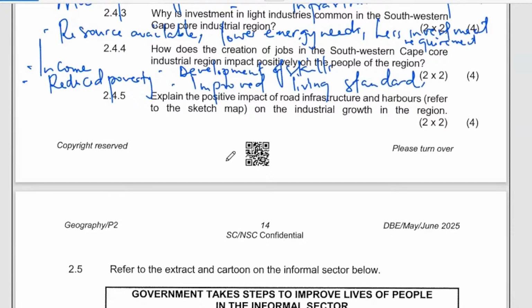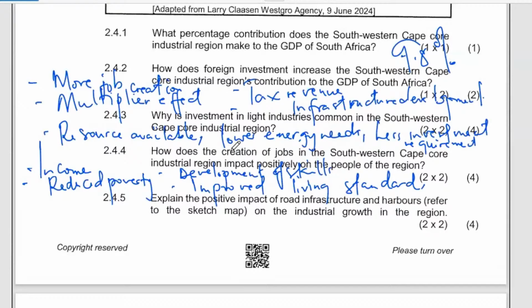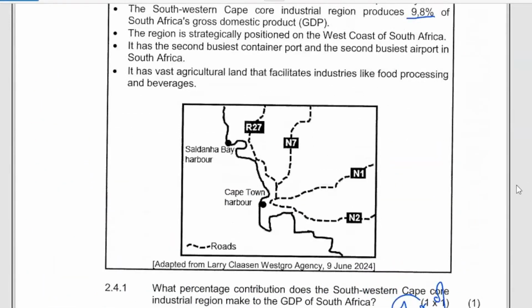Right, moving on to the next question. Explain the positive impact of road infrastructure and harbors. Refer to the sketch map on the industrial growth in the region. Right, why is it that important that we have the harbors and the roads? Right, this harbor here, the main importance of the harbor is exportation of the final products and also importation of, for example, raw materials or industrial implements which are required. So for the harbor, we benefit through the exportation and also importation happening at the harbor.